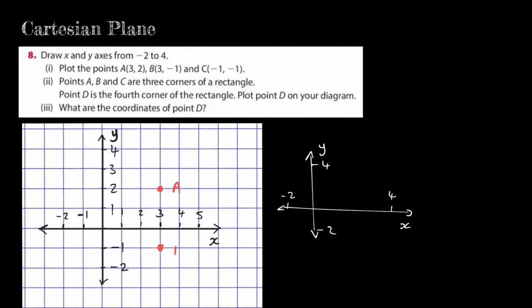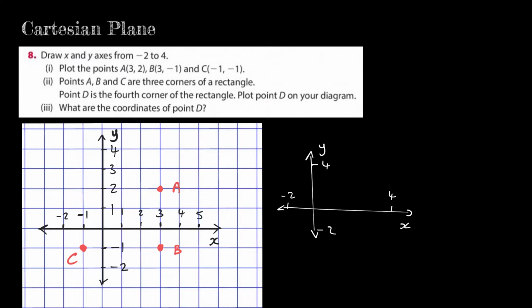Okay. The next one there is C, which is (-1, -1). So -1 on my x-axis is here. Minus 1 on my y-axis is here. So I can put that point in there. That we're saying is C. And again, if they asked us something here about, so plot the points, we've plotted them. Point A, B, and C are 3 corners of a rectangle. Point D is the 4th corner of the rectangle. Plot point D on your diagram.